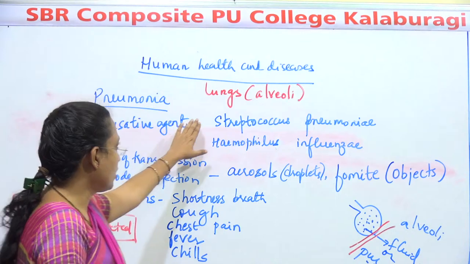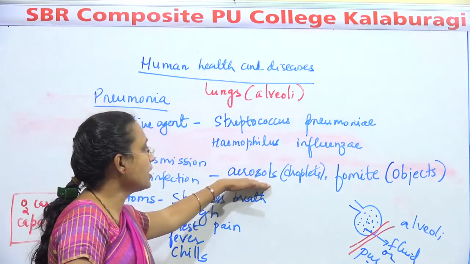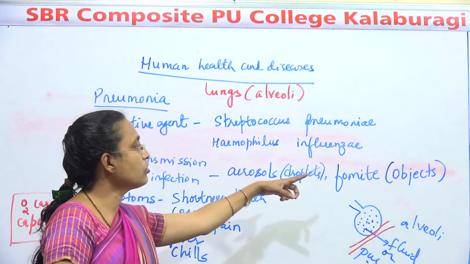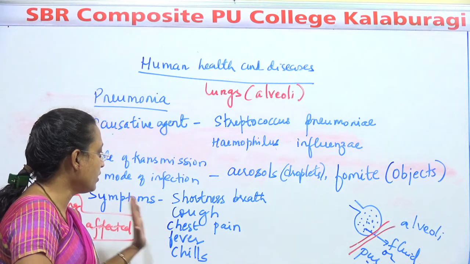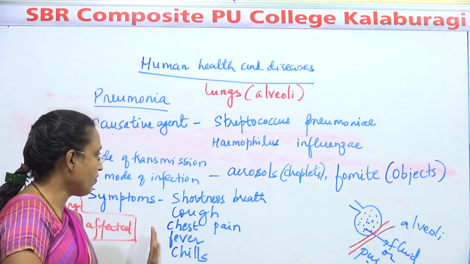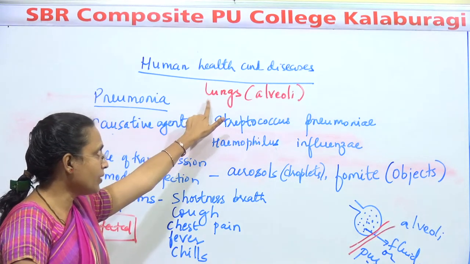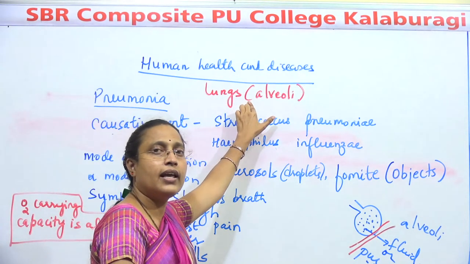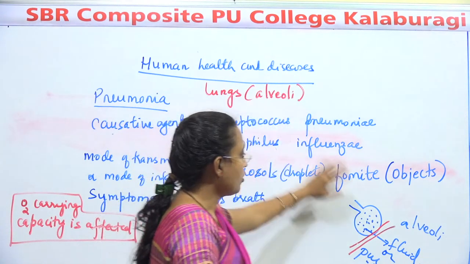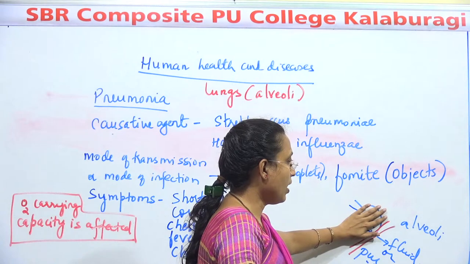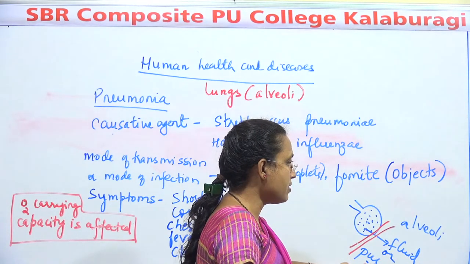Caused by a gram positive bacteria. Mode of transmission is usually through aerosols, also through fomite. Symptoms: shortness of breath, cough, chest pain, fever and chills. The organ that is affected is the lungs, and within the lungs it is the alveoli that is getting inflammatory reactions localized in the alveoli. So the reaction starts here in the alveoli. Because of this inflammatory reaction, there is fluid filling as well as pus accumulation.